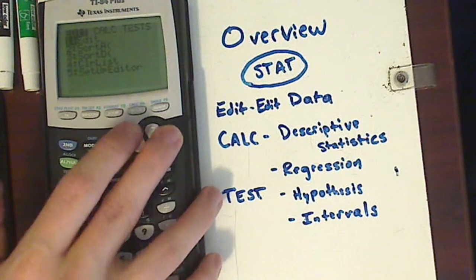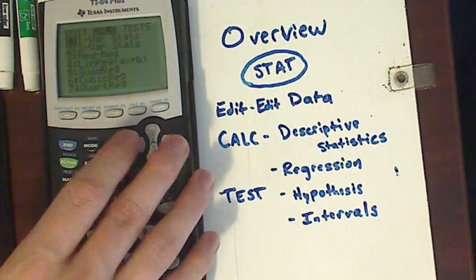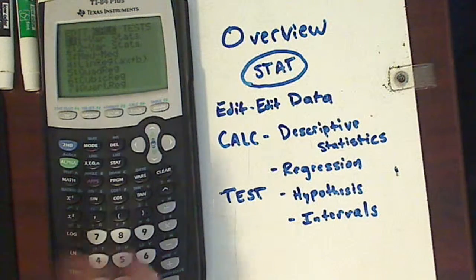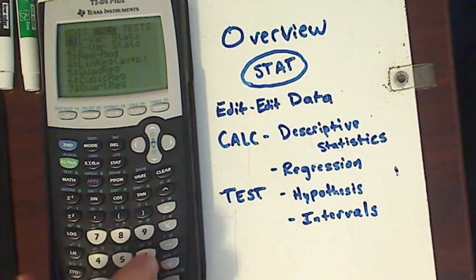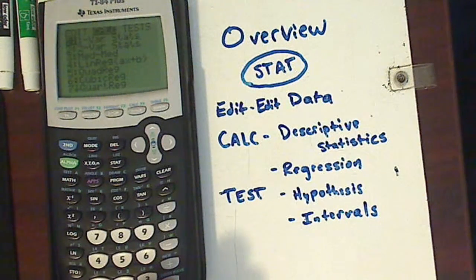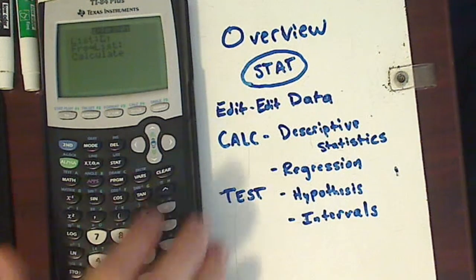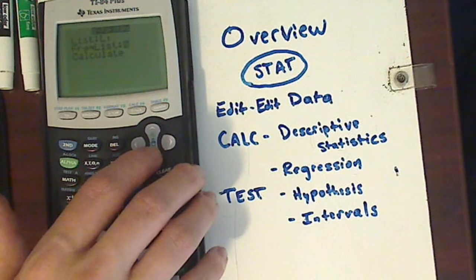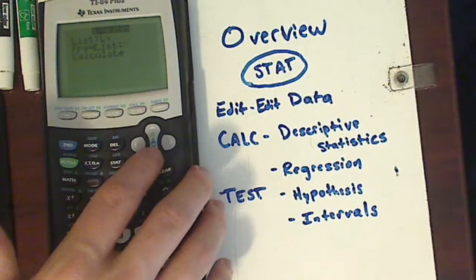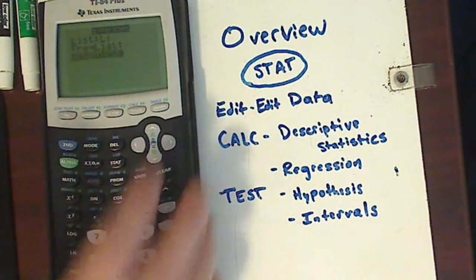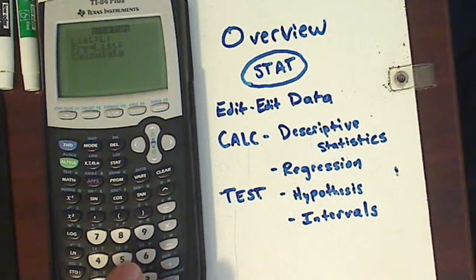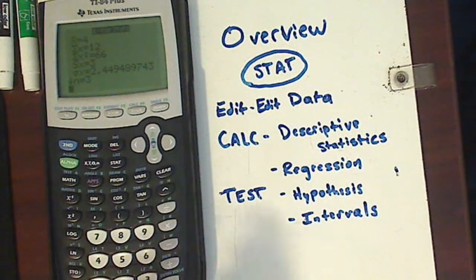Now, let's say I want to calculate the descriptive statistics, I want to find the mean, etc. That would be under one variable stats. So I click on that. Don't worry about the frequency list. This is if you have a frequency table. And then calculate. And then it gives you everything.